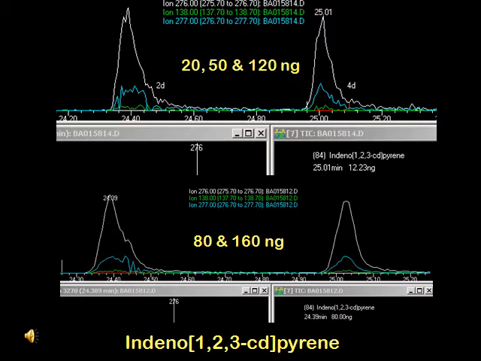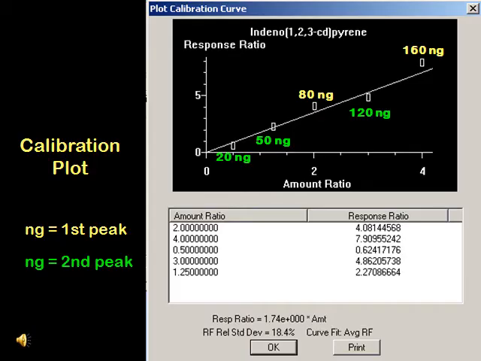In this example with the analyte Indeno 123-CD-pyrene, the computer software at the 20, 50, and 120 nanogram standard levels chose the peak at the retention time of 25.01, whereas the computer software for the 80 and 160 nanogram standard level chose the peak at the retention time of 24.39. The calibration plot clearly shows the misalignment of calibration points with the early eluting peaks responses below the line and the late eluting peaks responses above. The 50 nanogram standard response appears to be more in line with the late eluting peak responses.